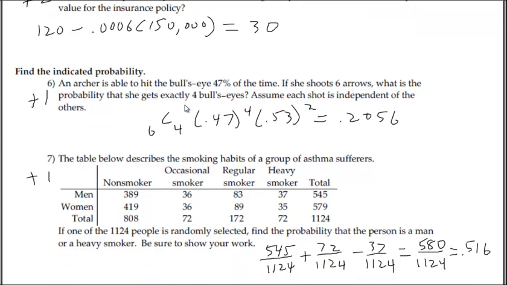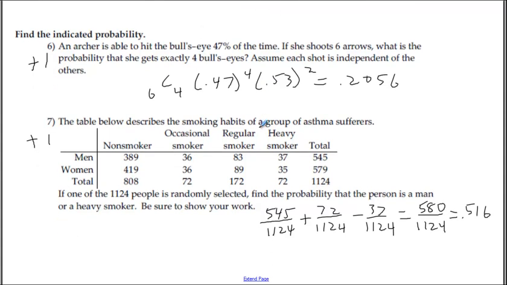On 6, this is a binomial probability like the other one, 6C4. I went exactly 4 bullseyes, so 0.47 to the 4th, and then 2 non-bullseyes, which is 0.53 to the 2nd, so there's about a 21% chance that would happen. 7 is just that probability of A or B.